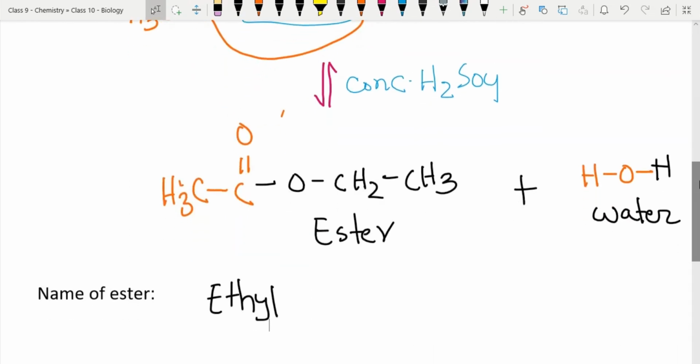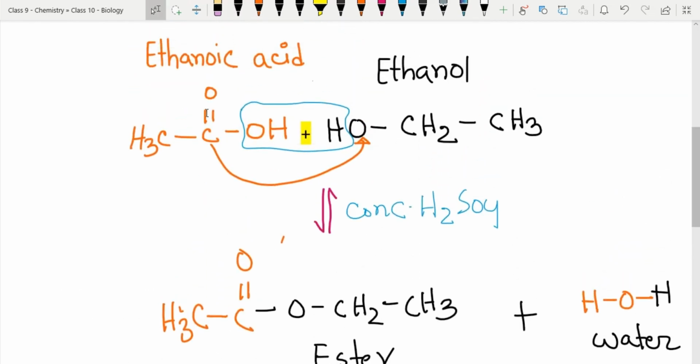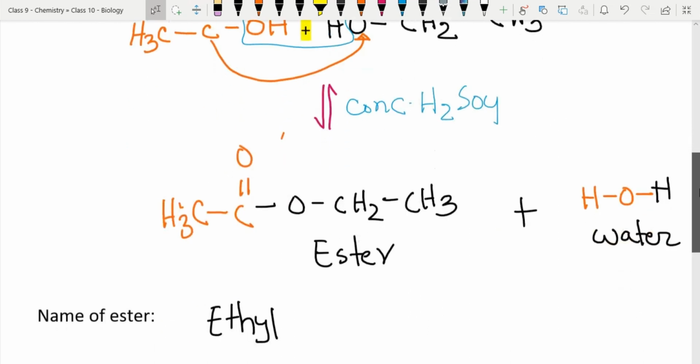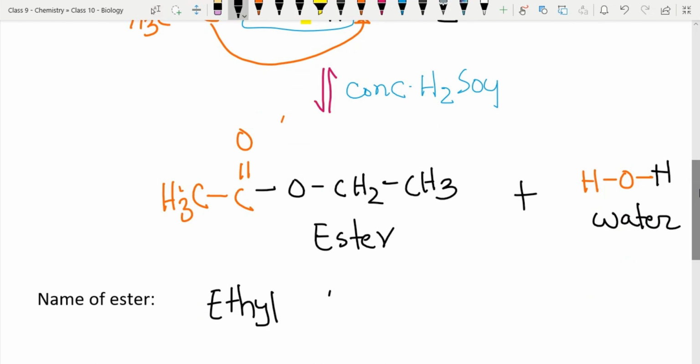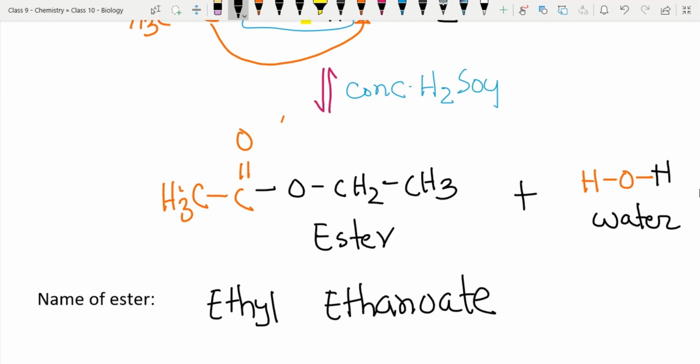Okay, now let's move to another alkyl group. As you can see, the alkyl group that is connected with the carbon double bonded to an oxygen has come from an acid. So this is the parent acid. So we will use the name of this acid to name an ester. So what we can do is we will replace the last three letters, OIC, with OATE. So we will write ethanoate instead of ethanoic. So this is the naming of the ester.